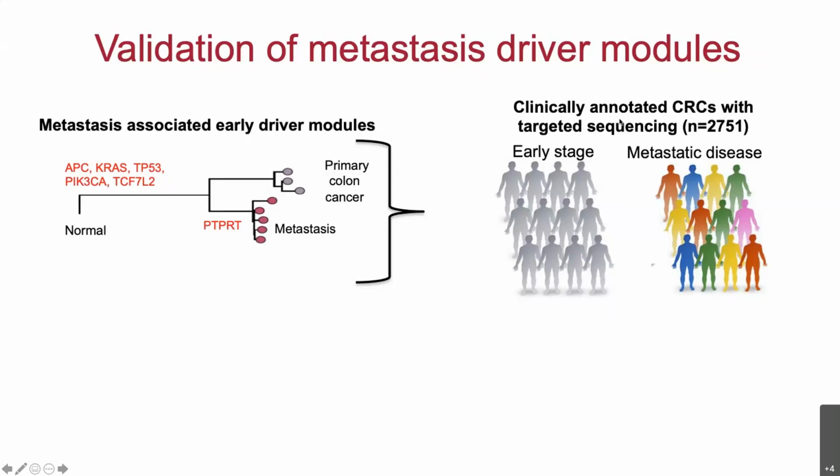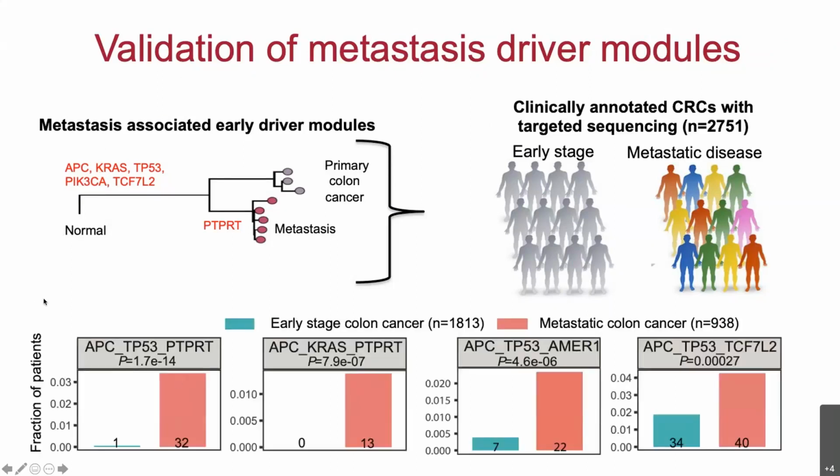So what we did was we turned to targeted sequencing data. This is really based on small panels of known oncogenic drivers, so a far more reduced set of genes than from our exome sequencing. And we compared the distribution of these alterations in patients with early stage disease versus those with metastatic disease. What we found was fairly striking, namely that if we look at particular combinations, and we call these oncogenic modules of driver events, so in this case, APC in combination with TP53 and PTPRT mutation, we see that they're almost exclusively found in patients that have metastatic colorectal cancer.